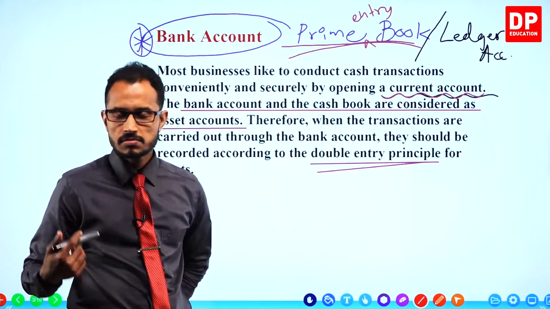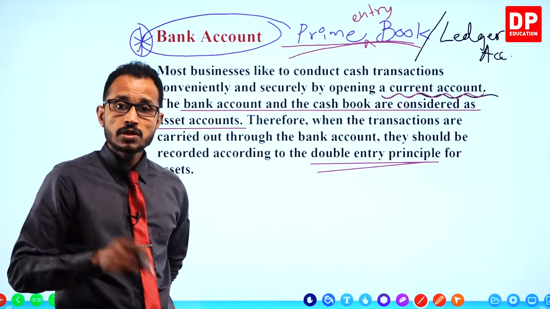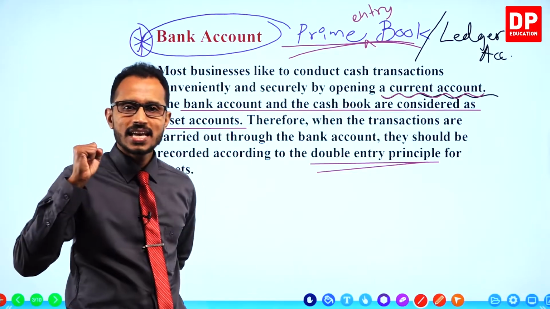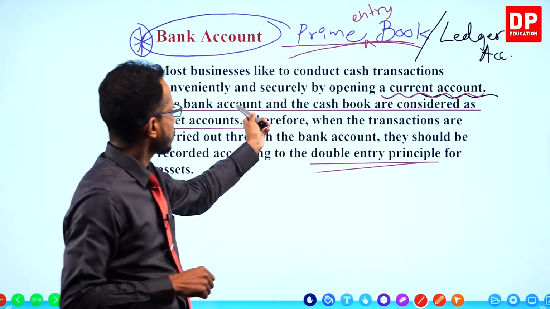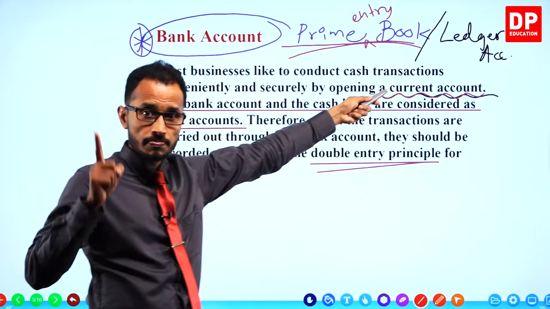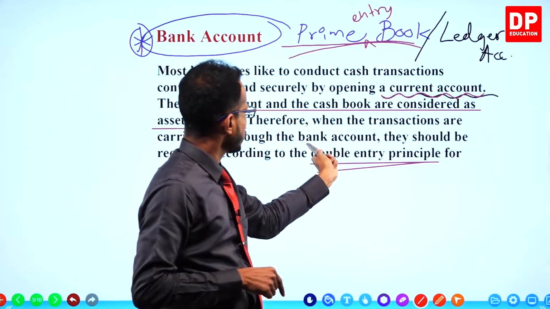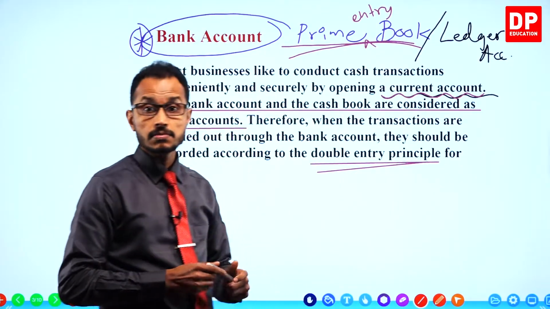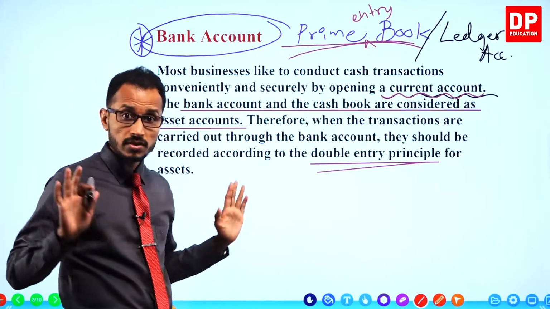Just like I mentioned a few minutes before, cash book and the bank account, both of them play a dual role. Both of them are prime books and at the same time ledger accounts. So when the transactions are carried out through the bank account, they should be recorded according to the double entry principle.